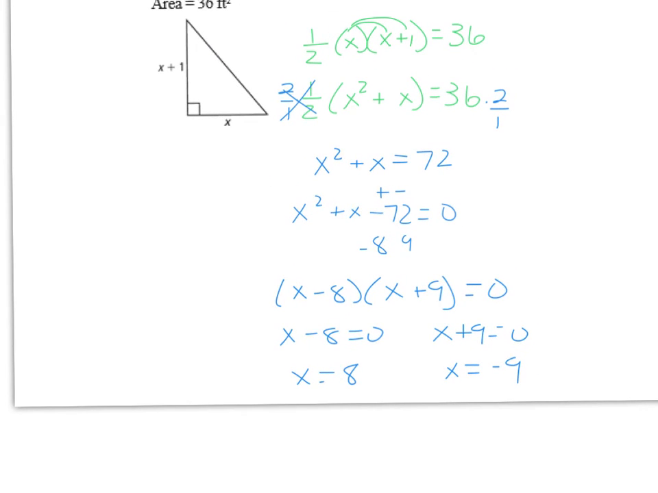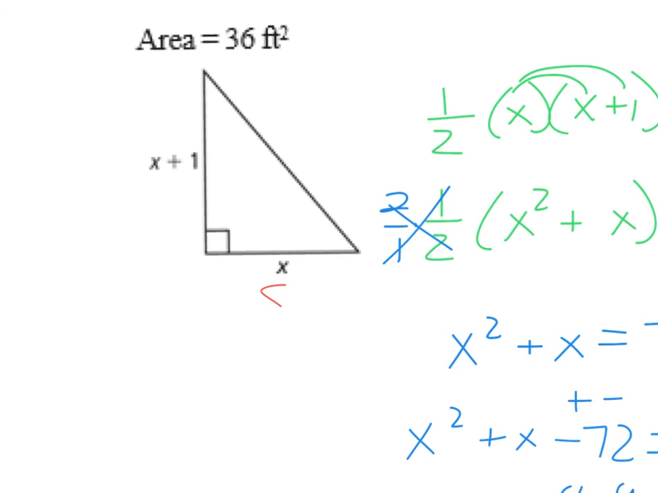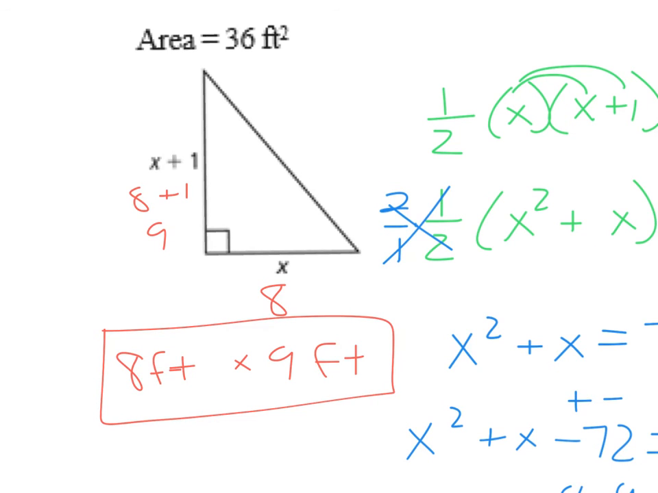Now, we just talked, negative is not going to happen here. You can't have a negative length. But 8 would work. So up here, I'm going to come up here. So this will be an 8, and this is 8 plus 1, or 9. So I have an 8-foot by 9-foot triangle there. And that's my answer.